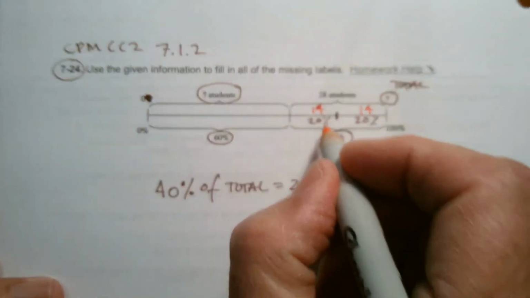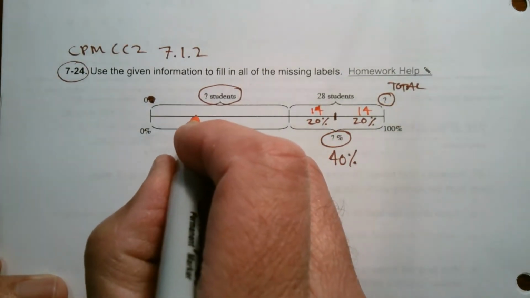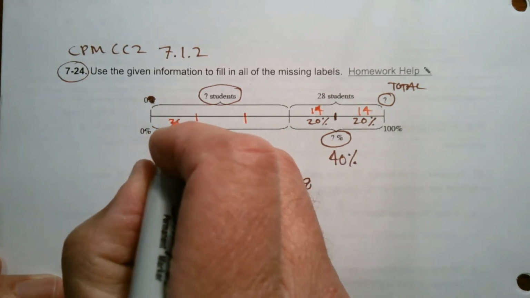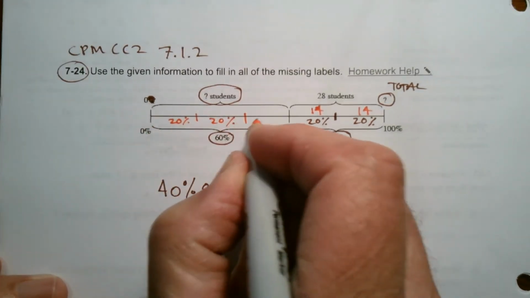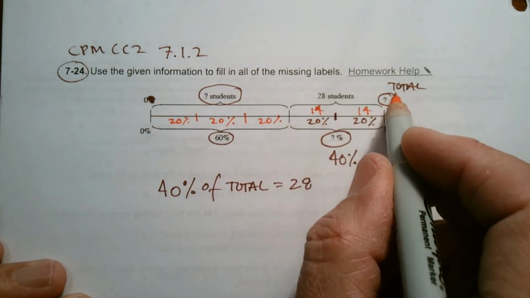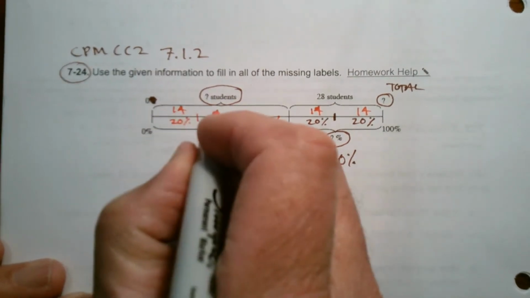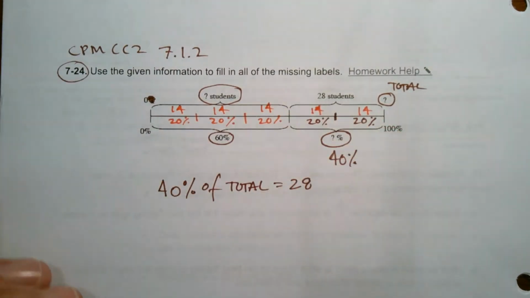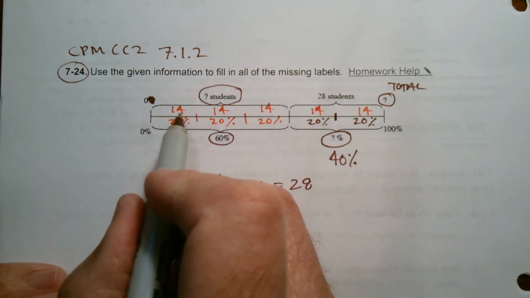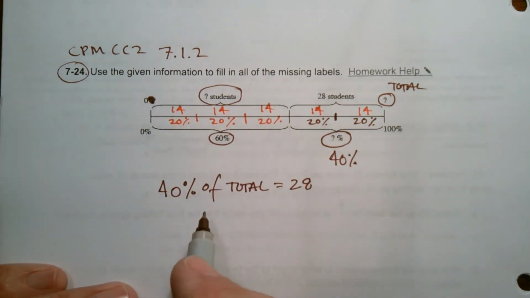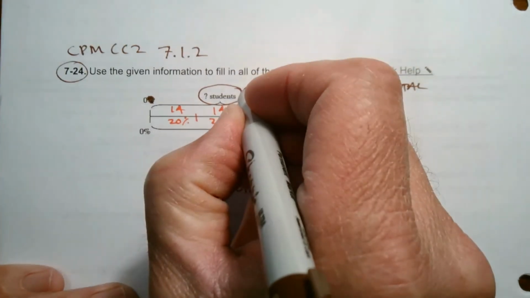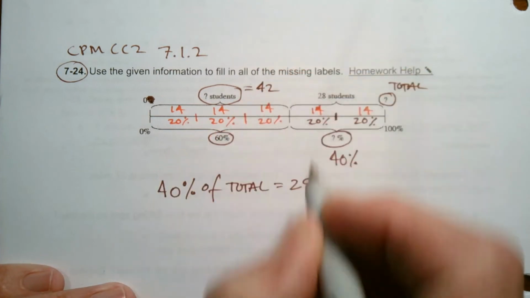So why did I choose 20%? Because I can actually do the same thing with 60%. I can cut each of these also into 20%, because three 20%s is 60%. And once again, I already know that 20% of the total is 14 based on using my number line here. So that's 14, 14, and 14. If that's the case, 14 plus 14 plus 14 gives me, what is that, 42? So that tells me that this is equal to 42 students.